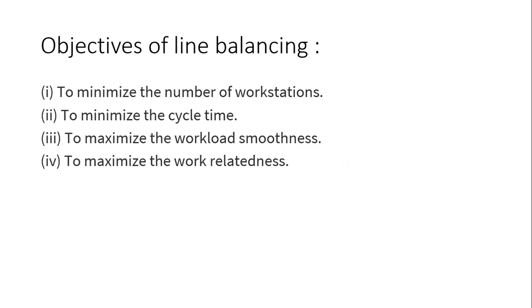What are the main objectives of the line balancing problem? The first one is minimizing the number of workstations. By reducing the number of workstations, we can maximize the line balancing efficiency. The next one is minimizing the cycle time. With less time, we can speed up the assembly line task activities as early as possible. And finally, we can improve the workload smoothness, that is line efficiency, and we can also maximize the throughput efficiency of the work.